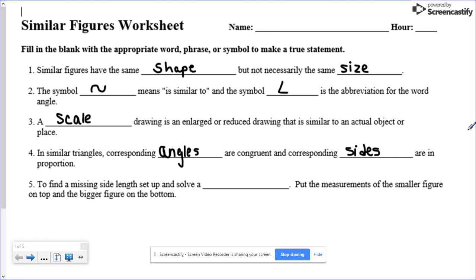To find the missing side length, set up and solve... it's supposed to say proportion. I'm going to put fishy question because that's what we've been calling that, fishy problems. You guys are kind of used to that from 7th grade math. Put the measurement of the smaller figure on the top and the bigger figure on the bottom. That's really important for this worksheet because they're not going to use any primes like we're used to. So you need to keep that in mind.